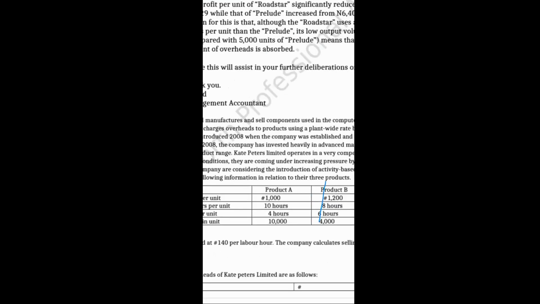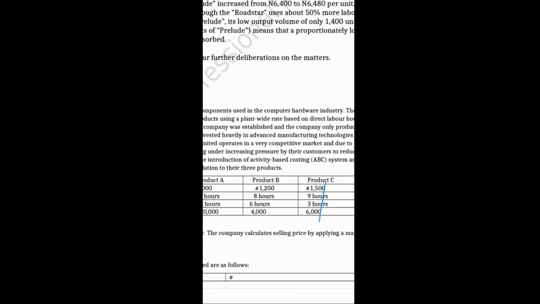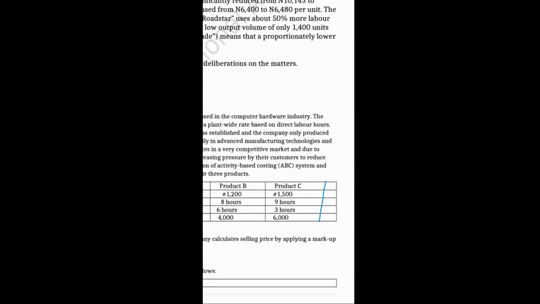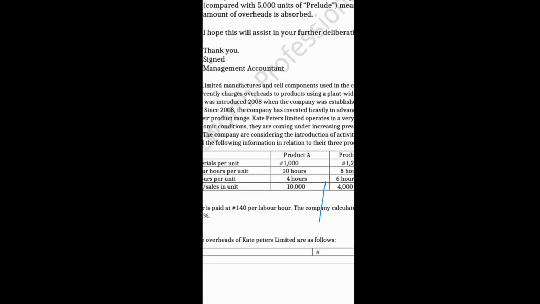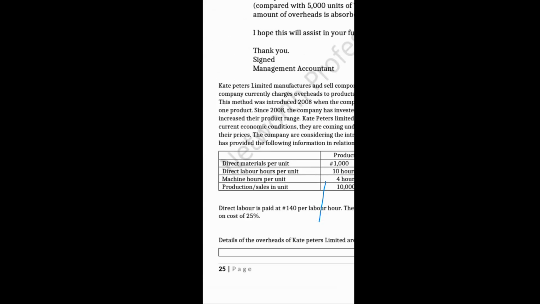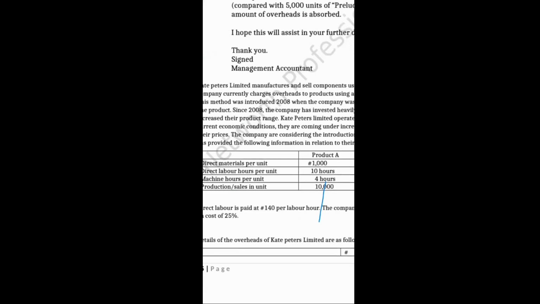Oh, okay, look at it. The company calculates selling price by applying a markup of what, on cost of how much? 25%. It's even easier. Your profit is 25% of cost. So for product A, what is cost per unit? You have how much?